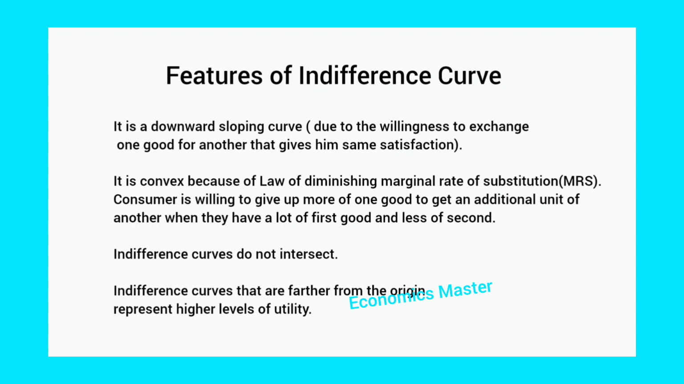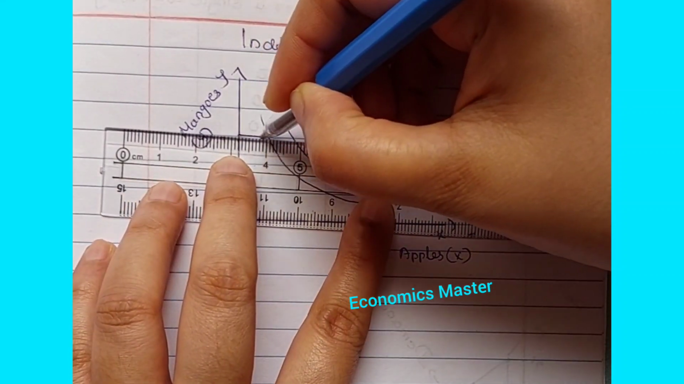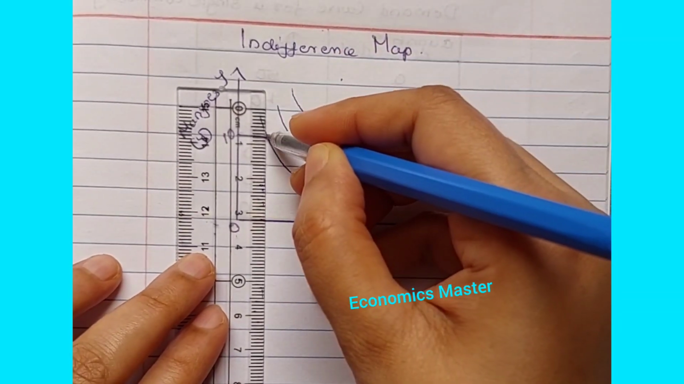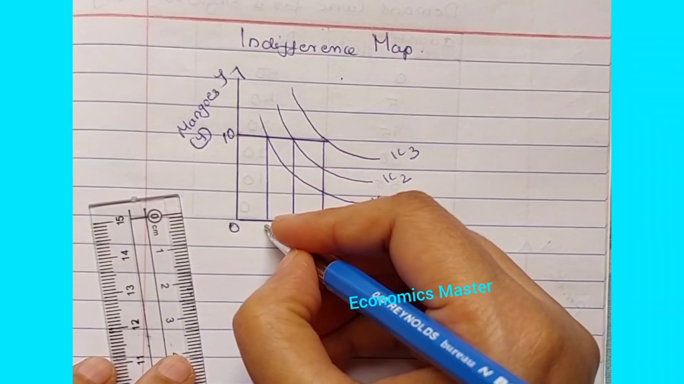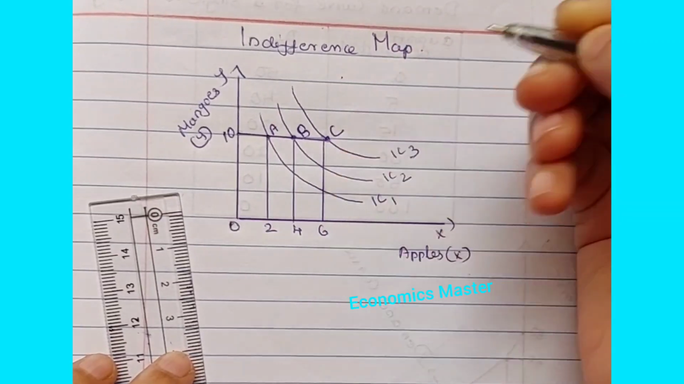Then two indifference curves do not intersect. Indifference curves that are farther from the origin, that means higher indifference curves, represent a higher level of utility. In this figure, the consumer prefers the combination on the higher indifference curve IC3 rather than the combination on the lower indifference curve IC1 or IC2. That means he prefers the combination C rather than combination A or B. C gives him 10 mangoes and 6 apples rather than combination A and B.